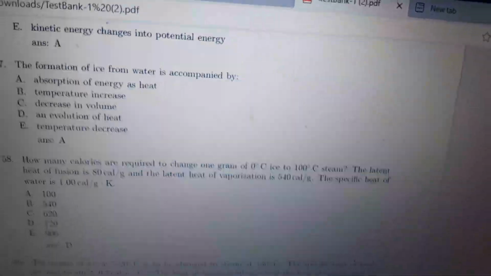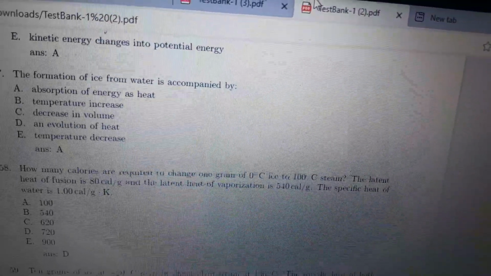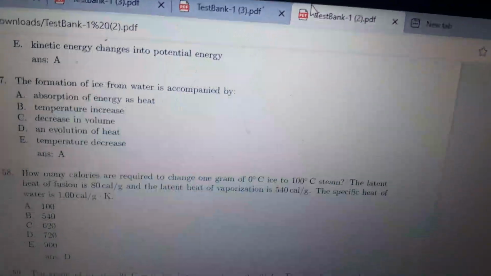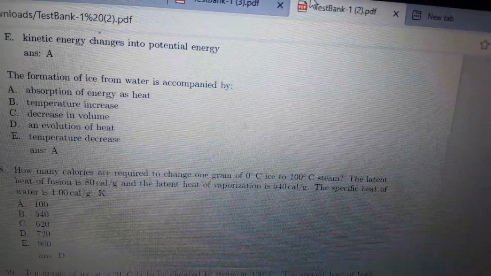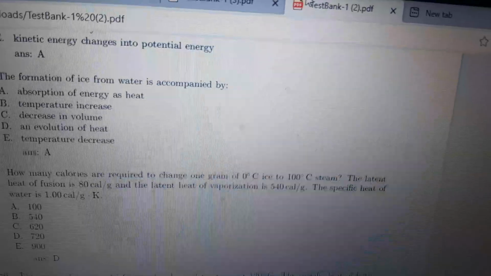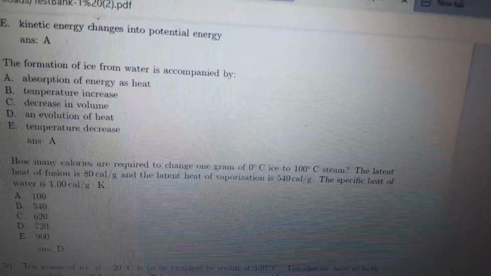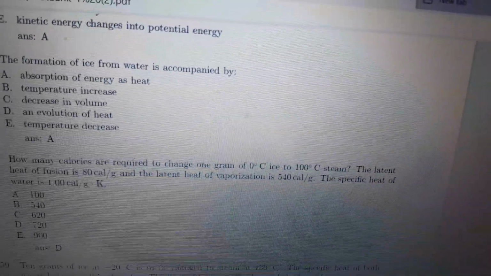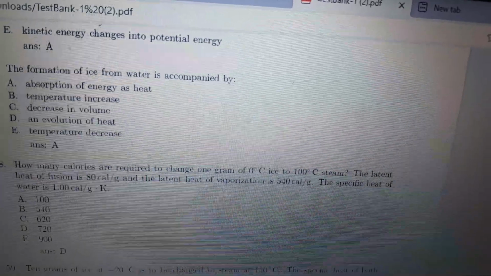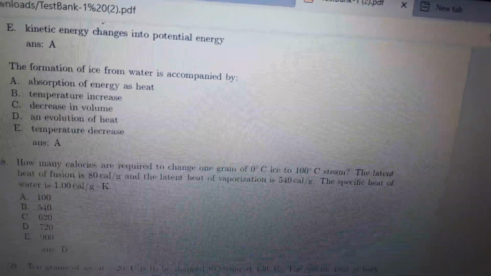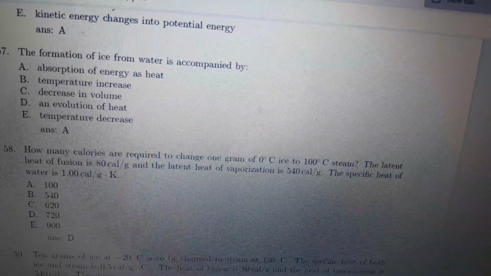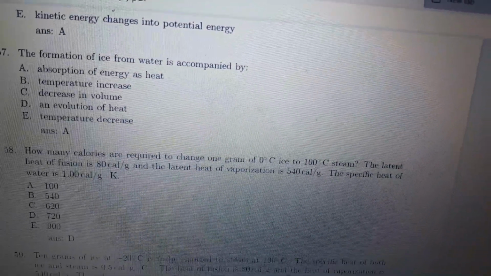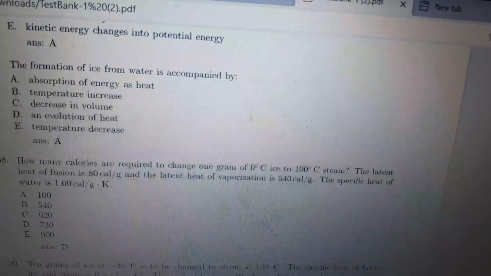How many calories are required to change 1 gram of 0 degrees Celsius ice to 100 degrees Celsius steam? The latent heat of fusion is 80 calories per gram and the latent heat of vaporization is 540 calories per gram. The specific heat capacity of water is 1. So it's D, 720.